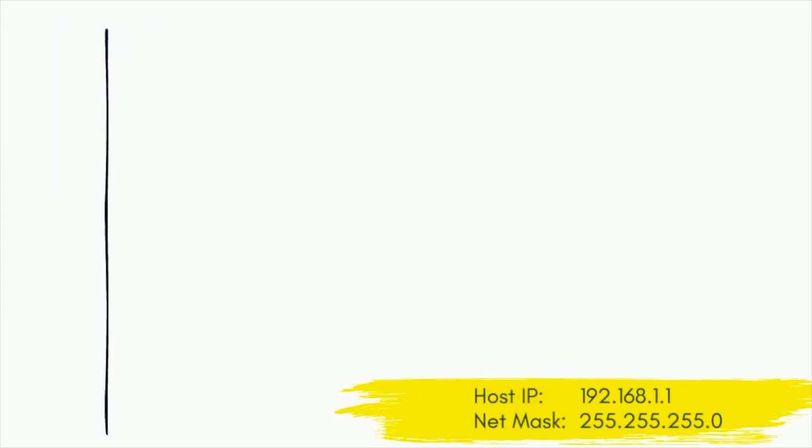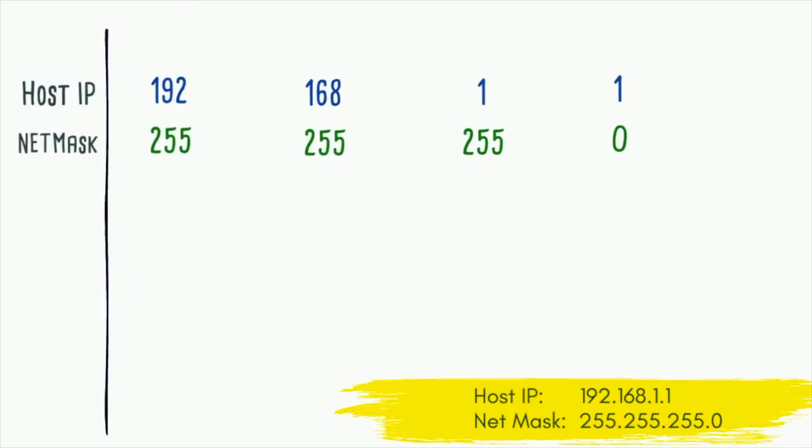Now we are ready to calculate the network address. In this example, we are given a host IP 192.168.1.1. And the subnet mask for the network is 255.255.255.0. We can tell that this is a /24 address. So, the first thing we do is to write these addresses down in two separate lines.